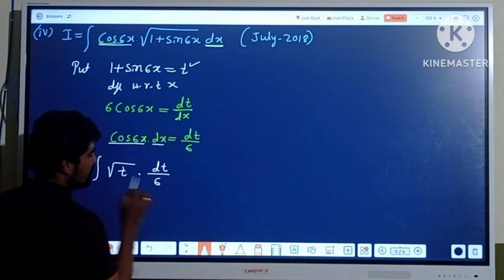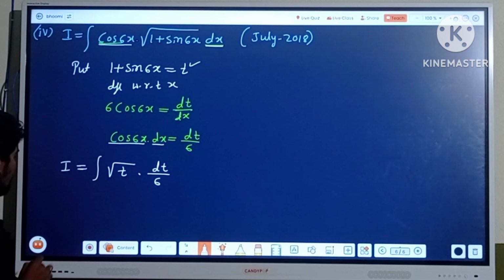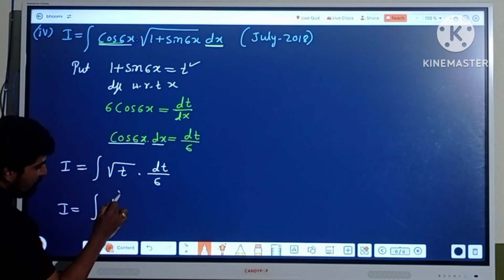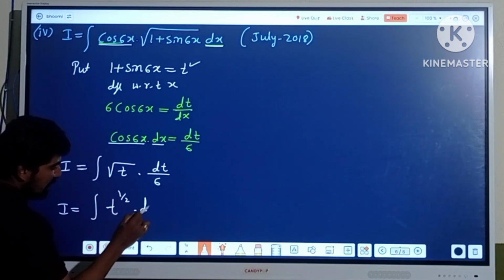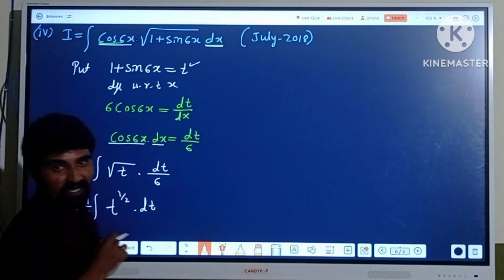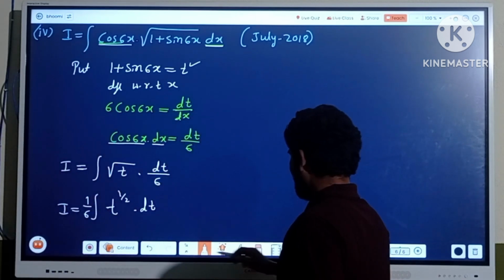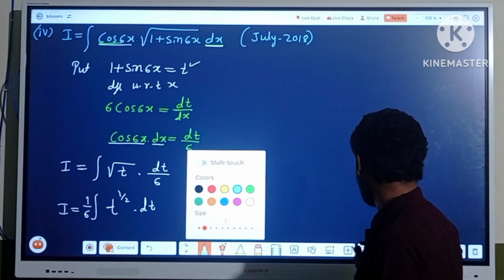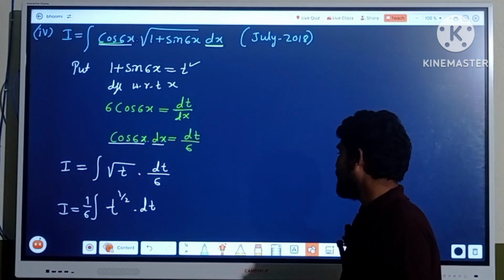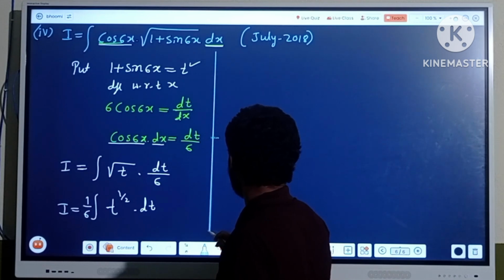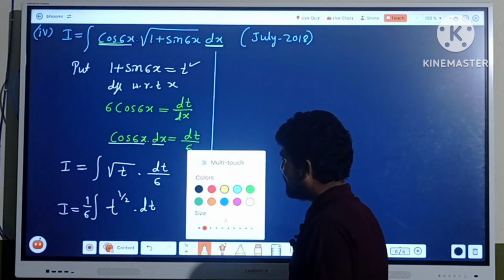dt divided by 6. I hope all of you are understanding. Therefore, I is equal to the integration of root t, which can be written as t power 1 by 2 dt, and 1 by 6 is a constant taken outside the integral. Again, we use the same formula used in the first problem, that is, the integration of x power n dx.